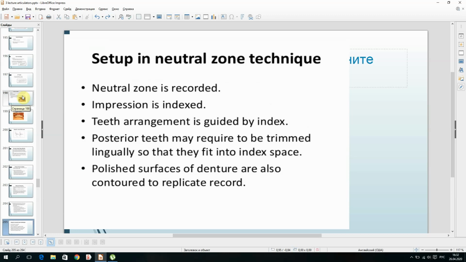Setup in the neutral zone technique. Neutral zone is recorded, impression is indexed, teeth arrangement is guided by the index, and posterior teeth may require to be trimmed lingually so that they fit into the index space. Polished surfaces of the denture are also contoured to replicate the record.